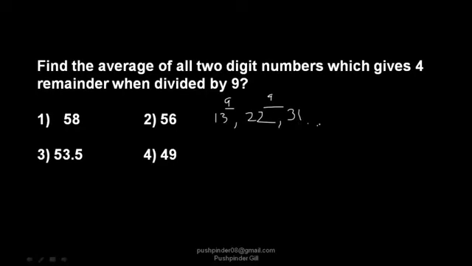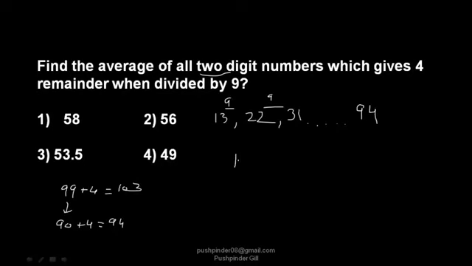So is there any need for me to calculate all the numbers? Not at all. So what's the last number? If you want to calculate, you simply ask what's the last 2-digit number which is divisible by 9? That's 99. But if I add 4 to it, I'll end up with a 3-digit number. Go back to 90 from here. Add 4. The last number which is divisible by 9 and gives remainder 4 is 94.